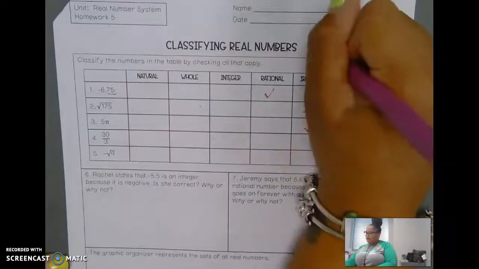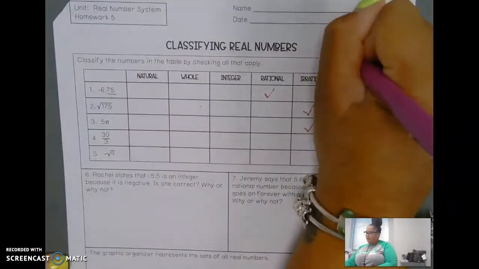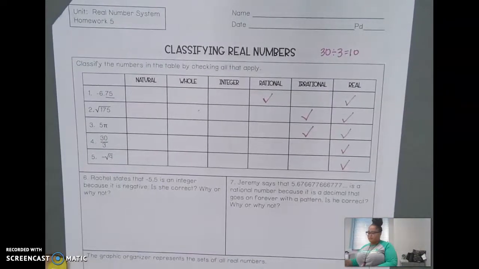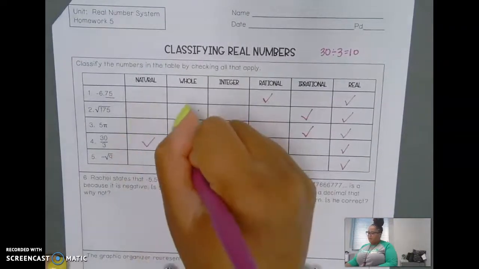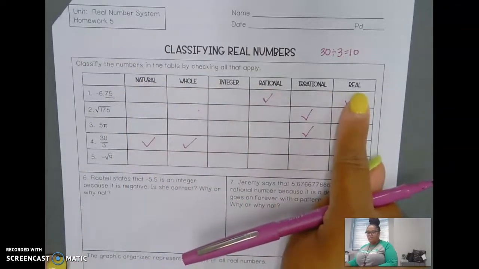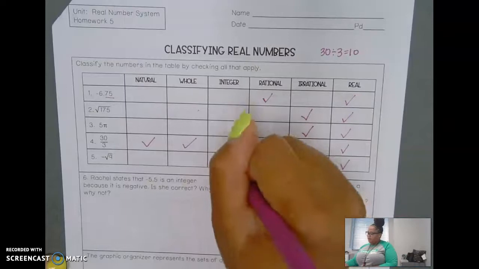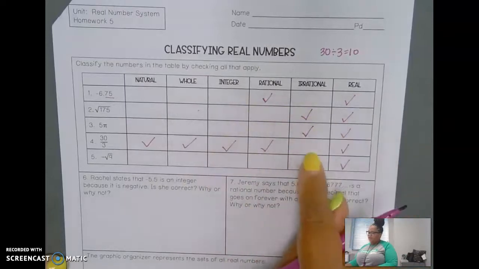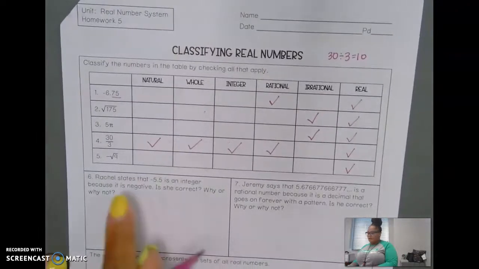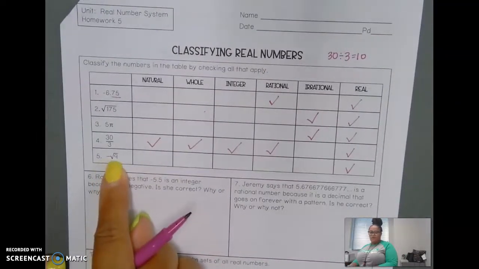30/3. Let's divide. 30 divided by 3 is 10. That is a number that I naturally count with, so it is natural. It is whole, because if it's natural, it's also whole, it's also an integer, it's also rational, and of course, it's also real. So I'm going to check off all of these except for irrational, because 10 is a rational number.